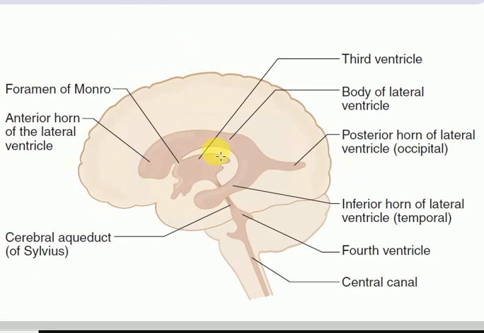The choroid plexus is mainly located in the body and the inferior horn of the lateral ventricle. It is present in the lateral wall of the third ventricle, and somewhat in the roof of the fourth ventricle. These are the main locations of the choroid plexus: the body and the inferior horn of the lateral ventricles, the lateral wall of the third ventricle, and the roof of the fourth ventricle.